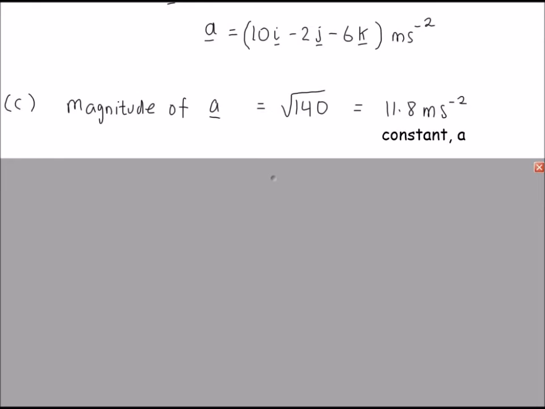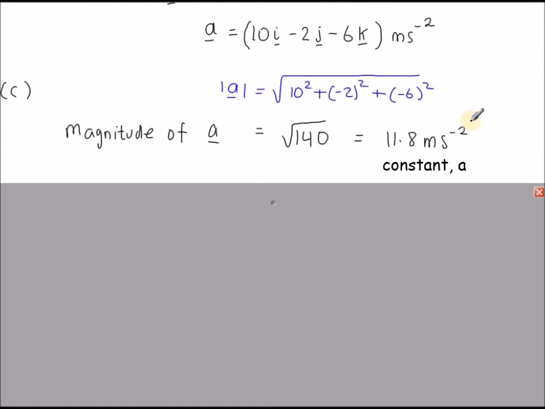So the magnitude of the acceleration, we're using Pythagoras' theorem, so we do the square root of 10 squared plus minus 2 squared plus minus 6 squared. So simplified, root 140, that's the exact acceleration, and we can round to three significant figures, so 11.8 meters per second squared, a constant value.